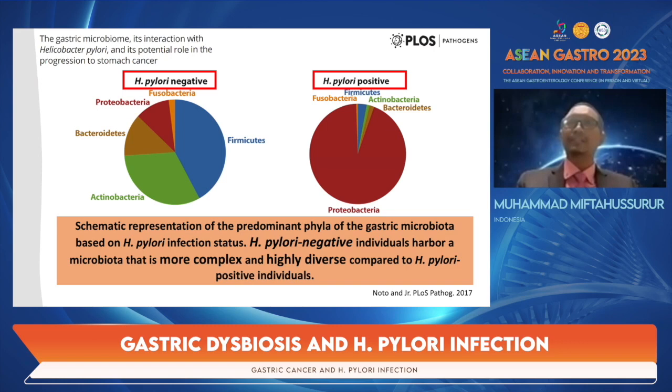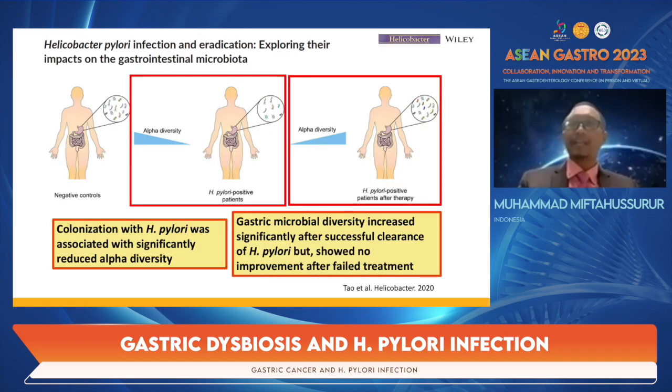These results suggest that H. pylori negative individuals bore a microbiota that is more complex and highly diverse compared to H. pylori positive individuals. Other studies also showed that H. pylori colonization, or H. pylori positive status, significantly reduces microbiome diversity, as proven by low alpha diversity. This study also found that successful H. pylori eradication increased the gastric microbial diversity, whereas failed therapy could not improve the diversity.